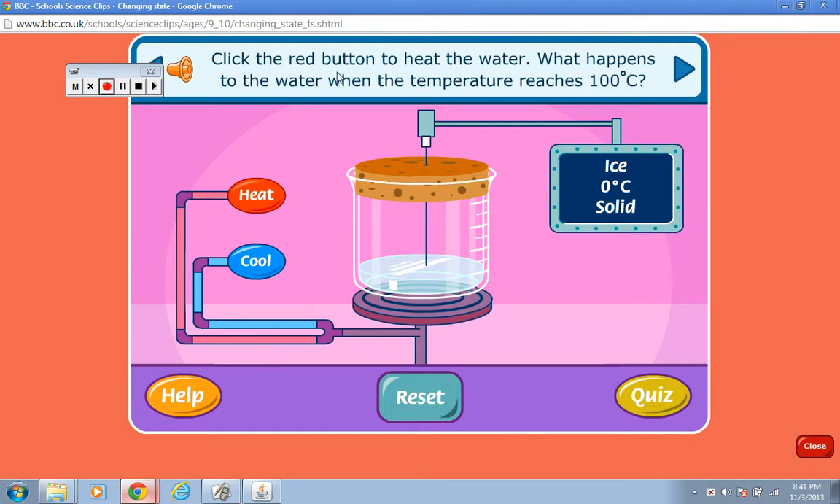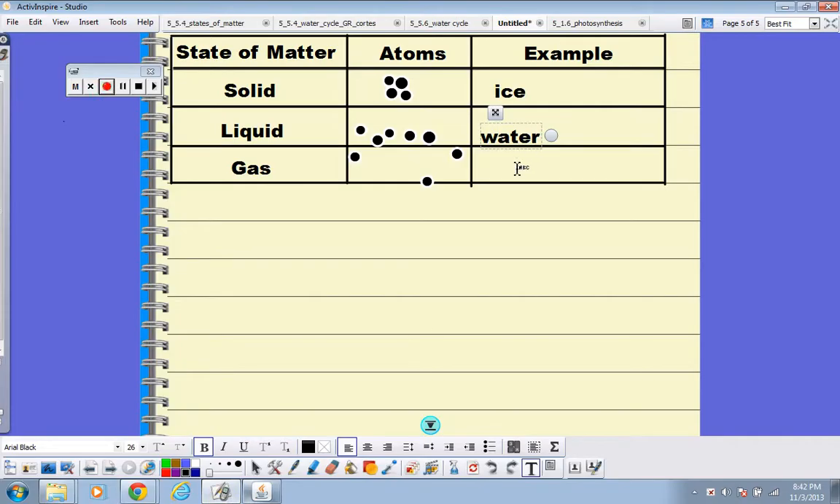Alright, now click the red button to heat the water. What happens to the water when the temperature reaches 100 degrees? So let's turn this back into water. Alright, now we've got liquid water. It says, click the red button to heat the water. Alright, let's see what happens when we heat the water. Oh, whoa. What is going on? Alright, it turned into gas. Have you ever seen water boiling on a stove like it did in here? So it should have looked like that, like steam or smoke coming out, and that is the gas. So we're going to write that down for our example of gas, steam.